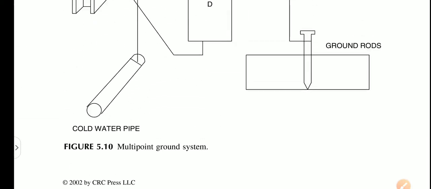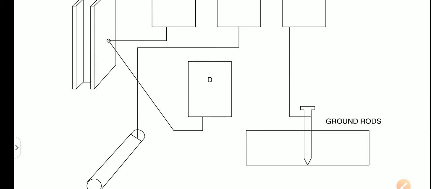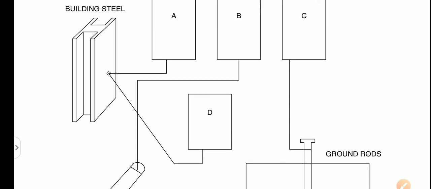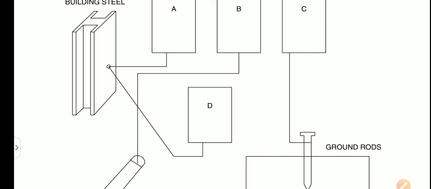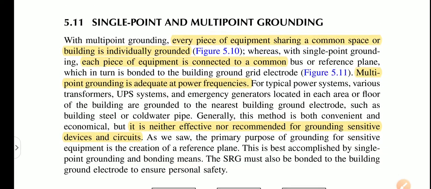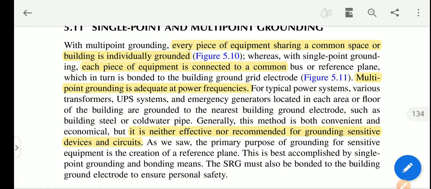In the multi-point grounding system, each equipment is directly connected to some ground rods or building steel or cold water pipe. These are also grounding methods, but they are directly connected. There is no common reference. Okay, so let's start with this. What have they written in this book?